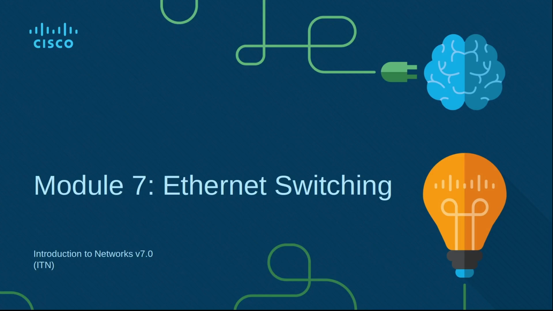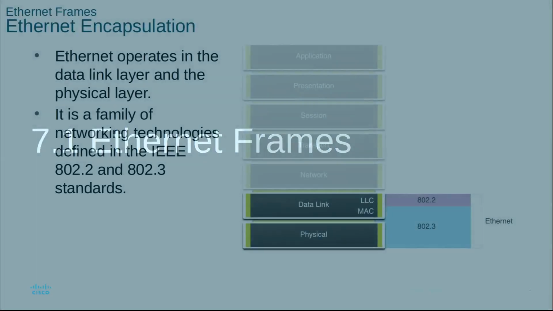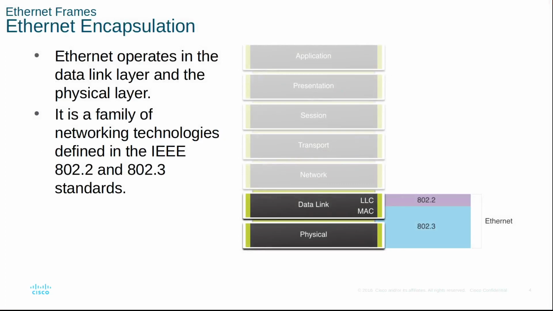So now we're still at layer 2. I think we're doing layer 3 next week. So we're going to look more in depth at frames and the sublayers, MAC addresses, MAC address table, and different switch speeds and forwarding methods. So we're dealing with frames, right? So we're dealing with the physical layer and the data link layer. Frames are layer 2, but Ethernet operates at both. And it's a variety of different technologies that are defined by the IEEE in their standards 802.2 and 802.3.